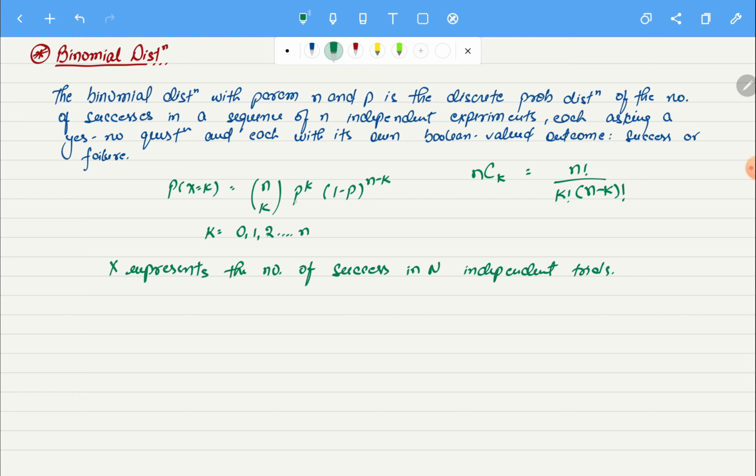And here p is the probability of success to the power k, and 1 minus p is the probability of failure, which will be to the power n minus k. And k can range from 0 to n, and x represents the number of successes in n independent trials. And here we will have mean equals np, and our variance will be np(1 minus p). Now let's take an example and understand this better.